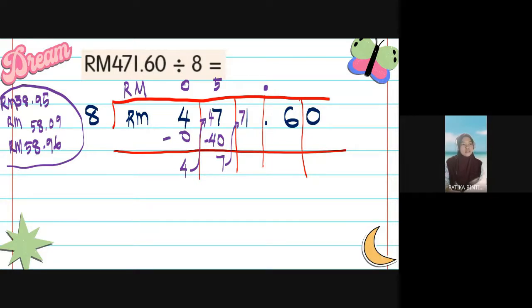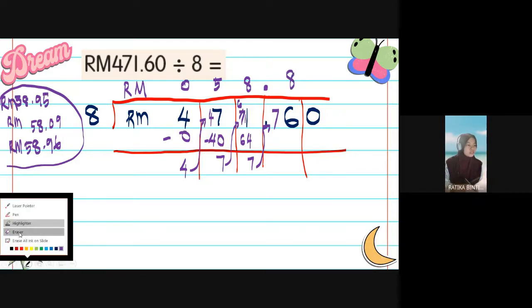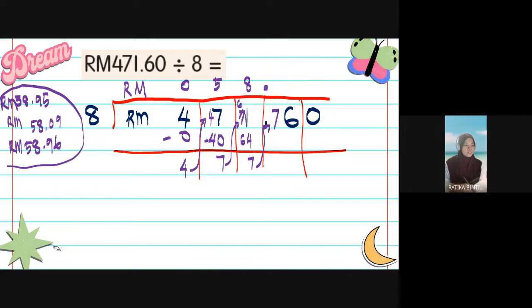Apa kita? 71. 8. 8 kan? 64. Minus. 11 minus 4 is equal to 7. Bring this up. Okay, 76. 8. No. 76. Sepatutnya apa dekat situ?